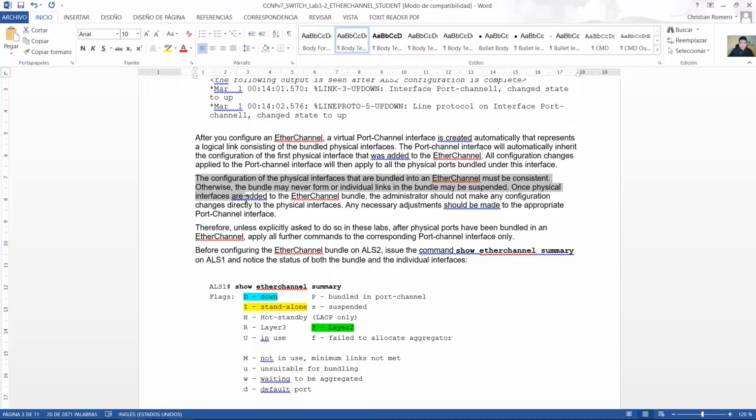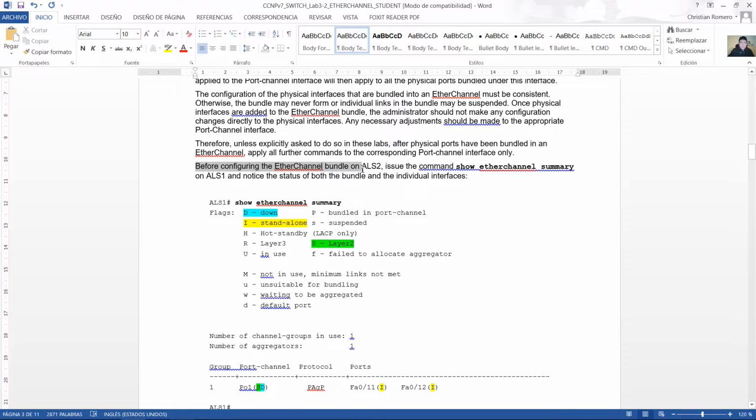When physical interfaces are added to the EtherChannel bundle, the administrator should not make any configuration changes directly to the physical interfaces. Any necessary adjustments should be made to the appropriate port channel interface. Before configuring the EtherChannel bundle on ALS2, issue the command show EtherChannel summary on ALS1 and notice the status of both the bundle and the individual interfaces.